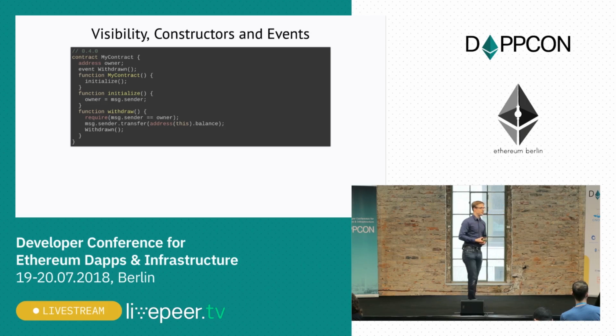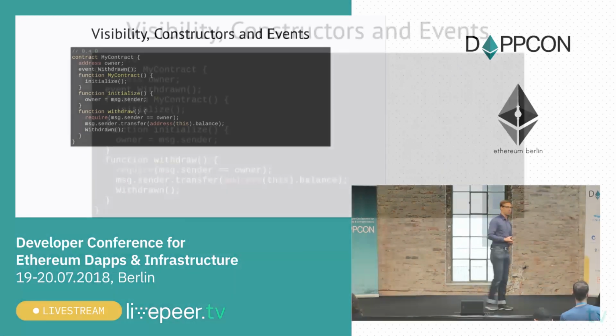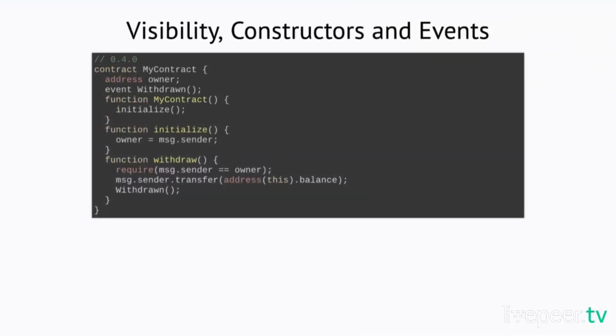This is a Solidity contract written for Solidity 0.4 whatever, and it's a very simple contract that just sets an owner and then allows you to withdraw money. And this contract has at least one bug. And this one bug also happened in the wild.